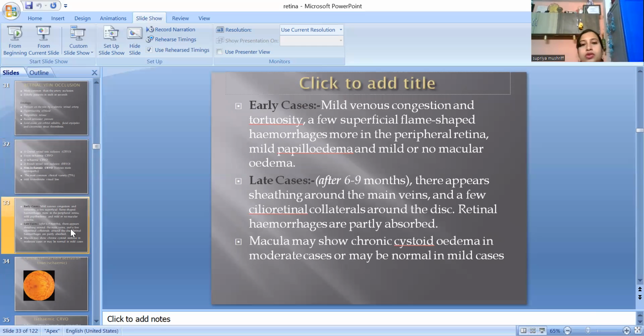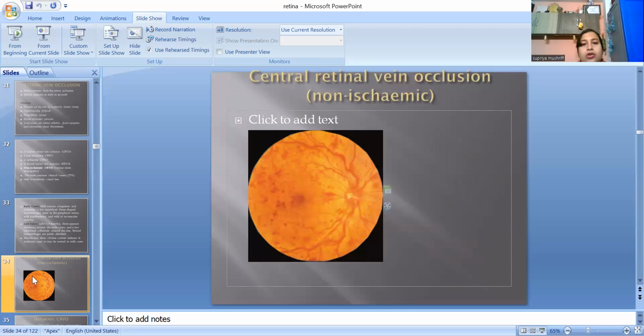Now, the early cases of CRVO will have mild venous congestion and tortuosity, and a few superficial flame-shaped hemorrhages, more in the peripheral retina, with mild disc edema and mild or no macular edema. Whereas in late cases, which occur mostly after 6 to 9 months, there appears sheathing around the main veins and a few pseudo retinal collaterals around the disc. Retinal hemorrhages are partly absorbed. Macula may show chronic cystoid edema in moderate cases or may be normal in mild cases. Now this is the central retinal vein occlusion of non-ischemic type.